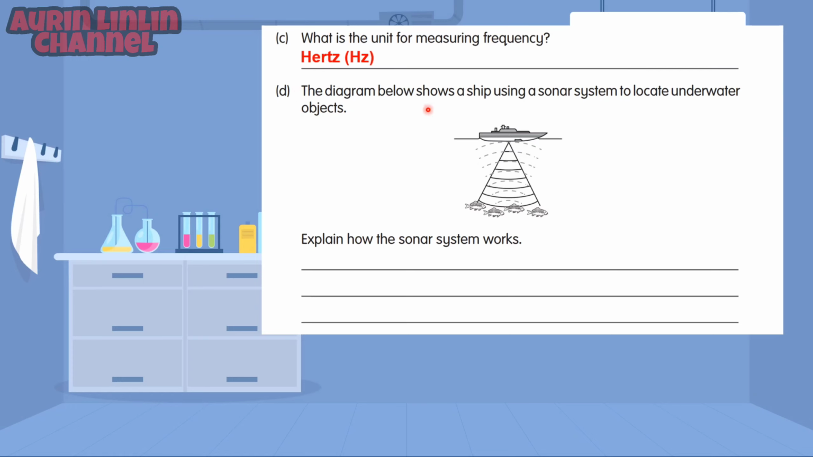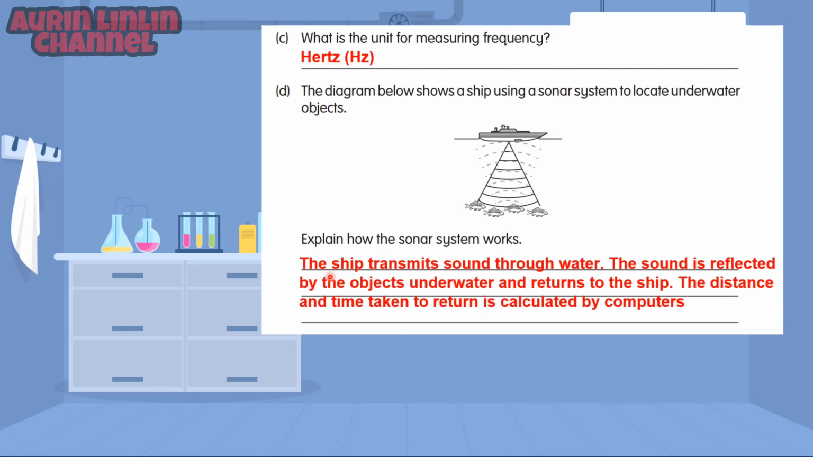The diagram below shows a ship using a sonar system to locate underwater objects. Explain how the sonar system works. The ship transmits sound through water. The sound is reflected by the objects underwater and returns to the ship. The distance and time taken to return is calculated by computers.